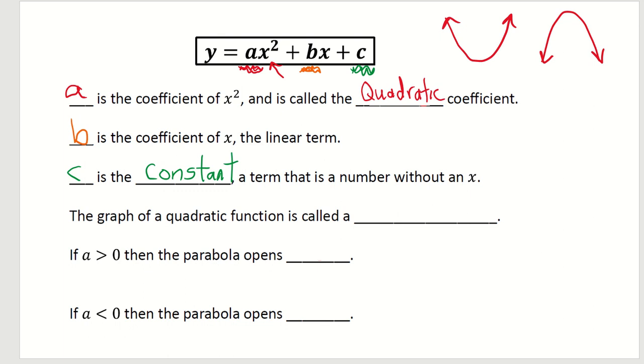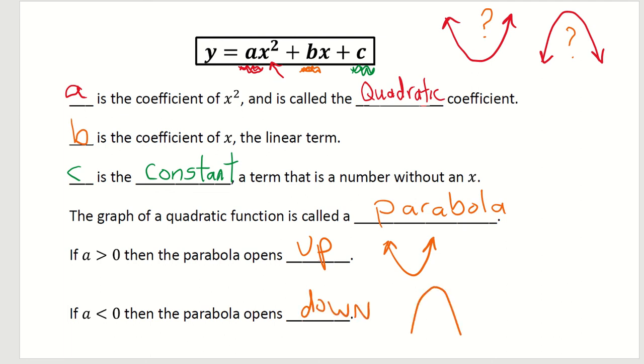The graph of a quadratic function is called a parabola. We've already said that a couple times. And what did you learn in the first couple of lessons? If the a value is bigger than 0, which one is it? Is it going to be a parabola that opens up, or is it the parabola that opens down? If you think it opens up, you're right. And it looks like a U for up. And if the a is less than 0, like a negative number, then the parabola opens down. And it looks like a mountain.